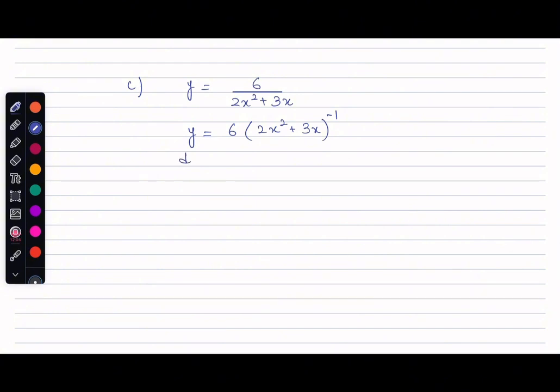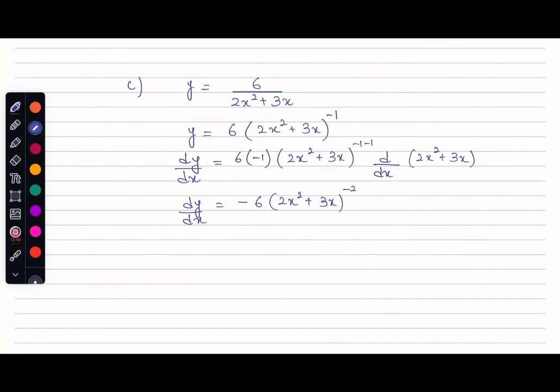Now start doing the derivative, start getting the differential of y with respect to x. This 6 gets multiplied by the negative 1. Here I will be left with (2x squared plus 3x) to the power negative 1 minus 1. And in the second step, I shall be differentiating the function inside the bracket, which is 2x squared plus 3x. So dy by dx here now means it should be negative 6 times (2x squared plus 3x) to the power minus 2, and then here I should be having the differential of 2x squared.